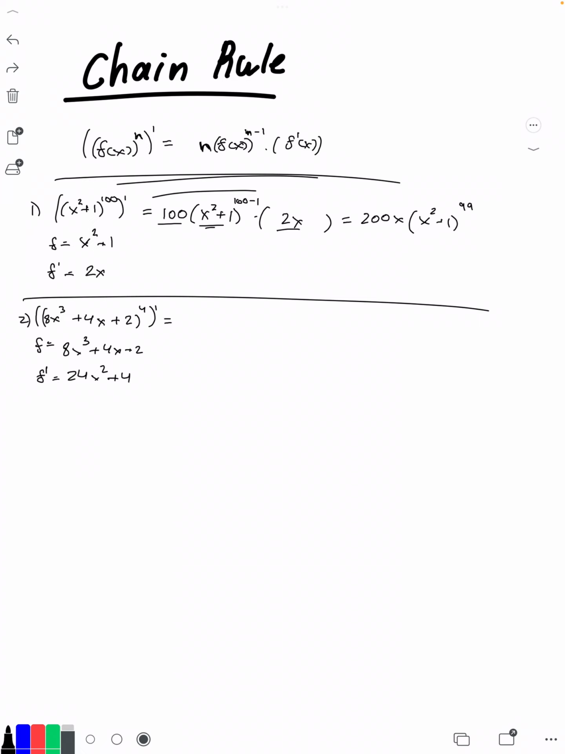So now in order to solve it, we're going to take 4 out, multiply by the inside, by f, so 4 multiplied by 8x to the power of 3 plus 4x plus 2. 4 minus 1, because it's n minus 1, the power gets smaller by 1, and then multiplied by the derivative of the inside, so we have 24x squared plus 4.